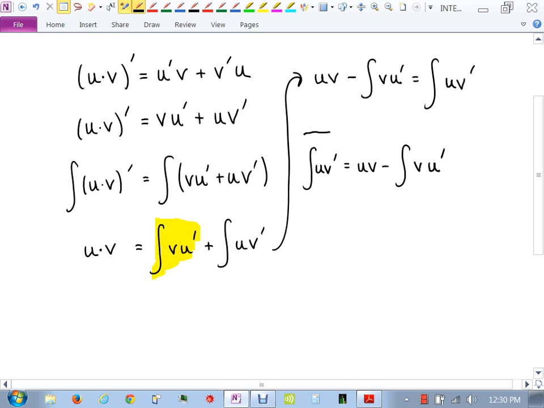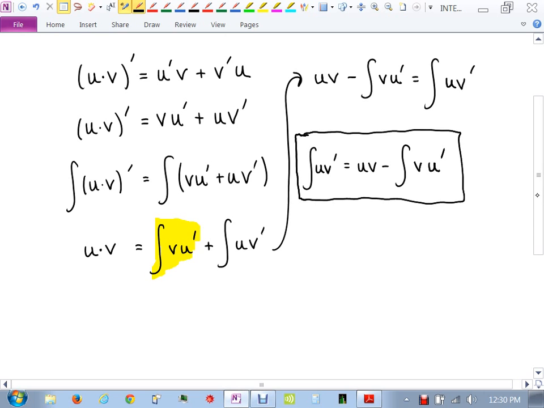I'll box this because this is the first form of the integration by parts formula. You'll see. That's the formula for integration by parts. I'm showing you where it comes from, and then I'm going to show you how to use it. It's going to be great. So let's see what this is saying.